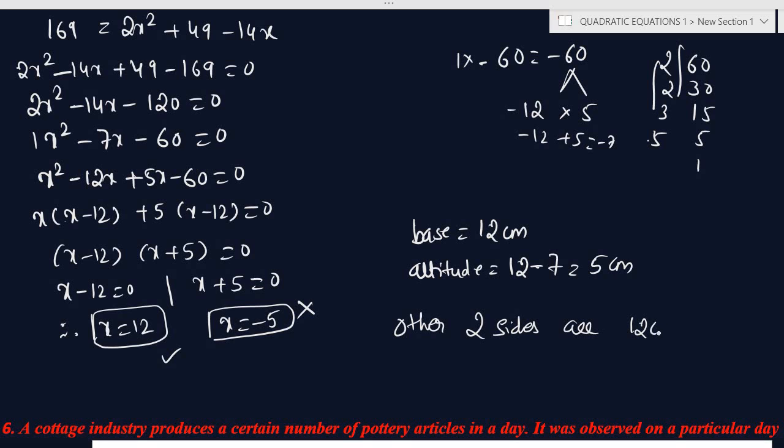12 centimeter and 5 centimeter. The hypotenuse is 13 centimeter, and the other sides are 5 centimeter and 12 centimeter. This is the answer for the question.